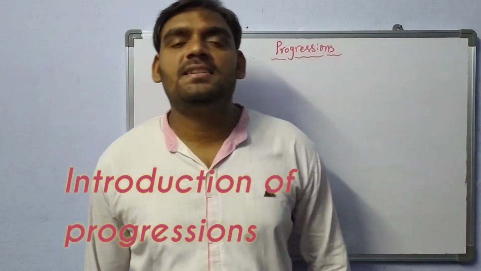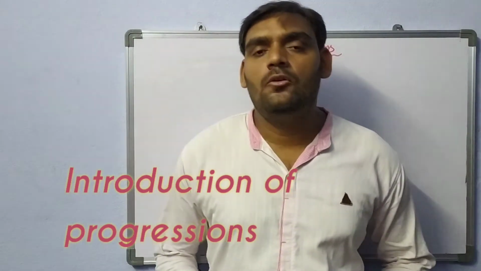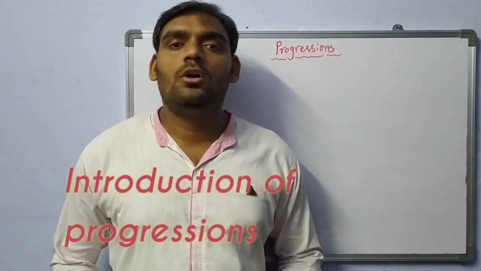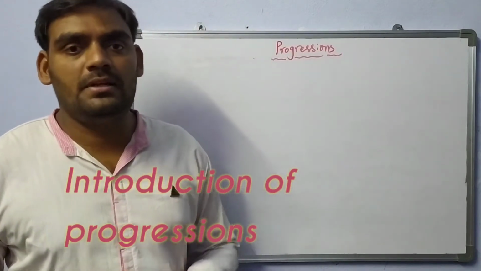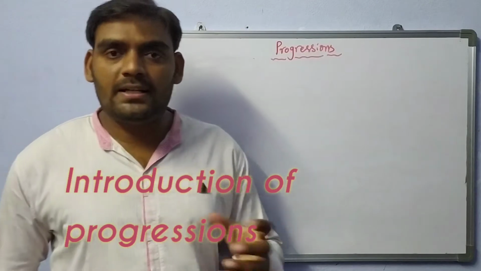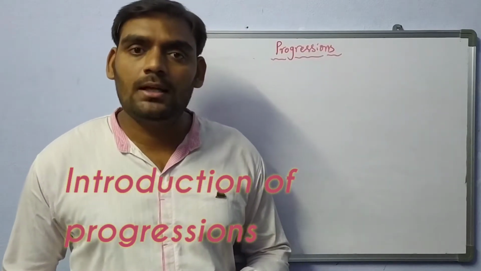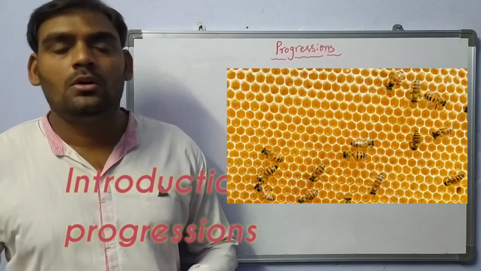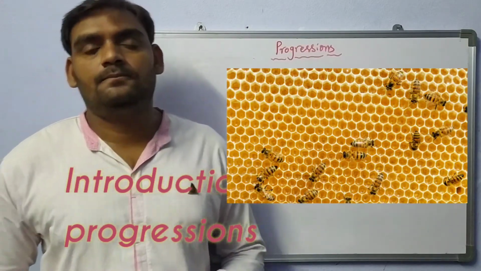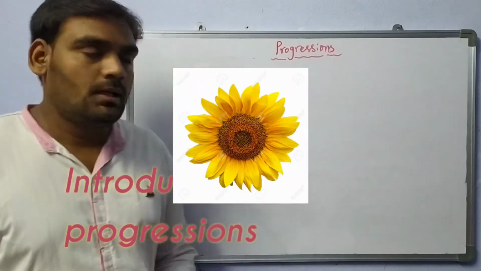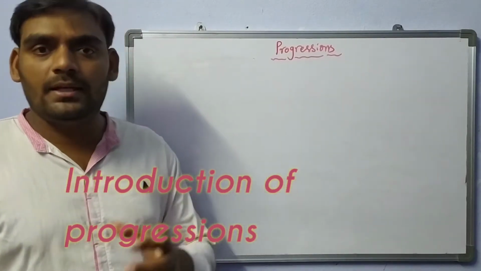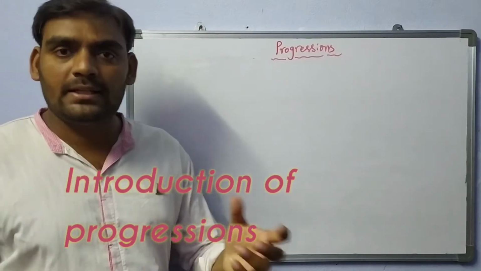Hi, this is Rajesh. Today we are going to learn one new chapter, that is progressions. Before we learn about progressions, let us recall some patterns in our daily life situations. Those are spirals of pineapple, holes of honeycomb, and petals of sunflower. Like that, numbers can be arranged as patterns with different types of mathematical rules.